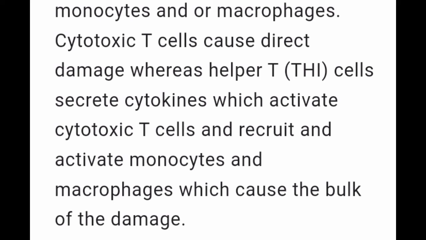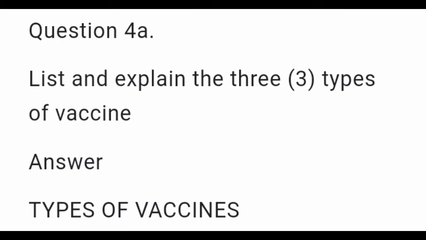Cytotoxic T cells cause direct damage, whereas helper T cells secrete cytokines which activate cytotoxic T cells and recruit and activate monocytes and macrophages, which cause the bulk of the damage. Question 4a. List and explain the three types of vaccine.